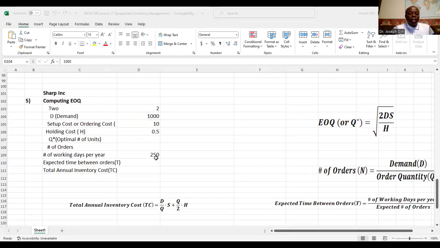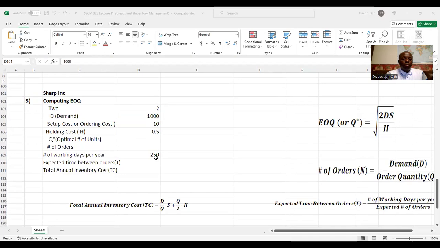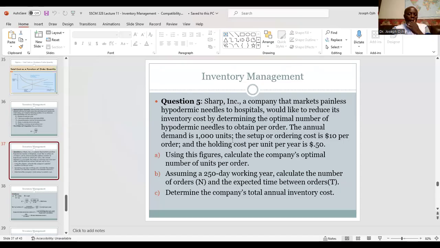So again, I'm going to review the information we are given. You can see that they say the company markets painless hypodermic needles to hospitals, and it would like to reduce the inventory costs by determining the optimal number of hypodermic needles to obtain per order. So the annual demand is 1,000 units. Setup or ordering cost is $10 per order, and the holding cost per unit is 50 cents. So using these figures, calculate the company's optimal number of units per order. So I put all these numbers in Excel. You can see them right here.